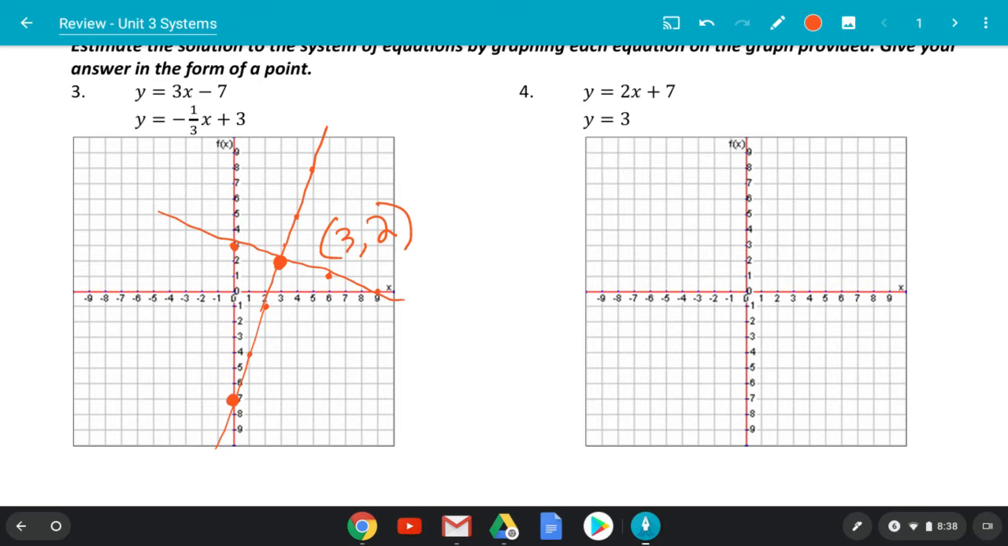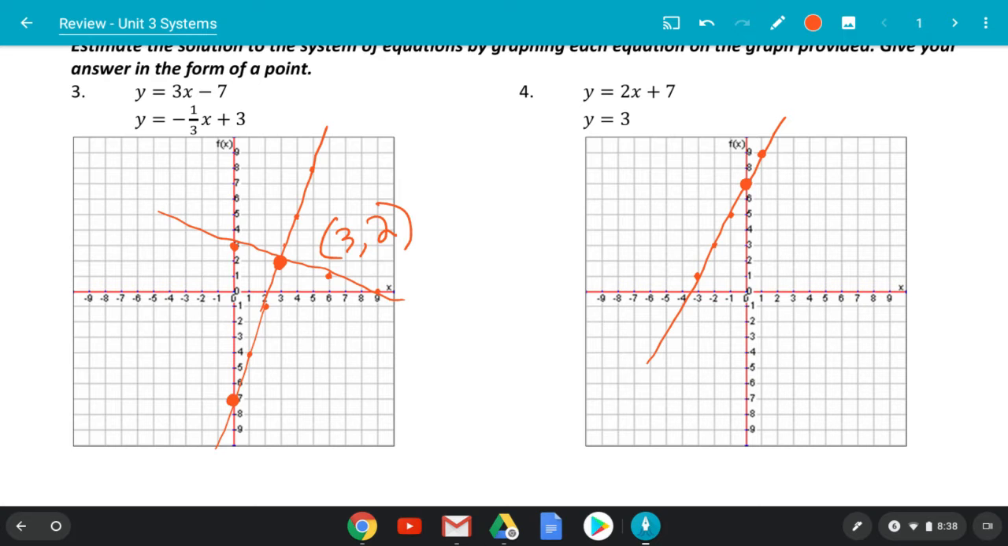Looking at number 4, the first equation is really easy to do. My y-intercept is 7. My slope is 2, so up 2 over 1. Or I could go down 2 and left 1, down 2, left 1, down 2, left 1. And there's my line. That's beautiful.